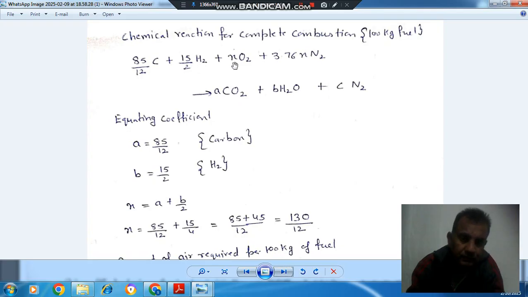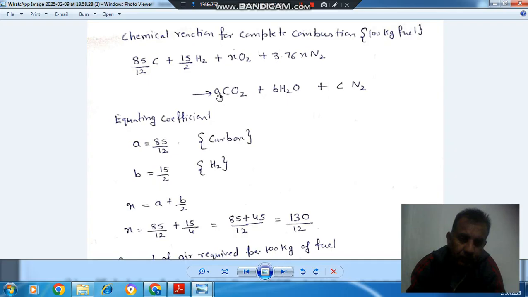So this is your air. And suppose here the end products for complete combustion are CO2, H2O and N2. Because complete combustion is there, so CO2 and H2O will be there, CO will not be there. Okay. And number of moles of CO2 are A, H2O are B and N2 is C.